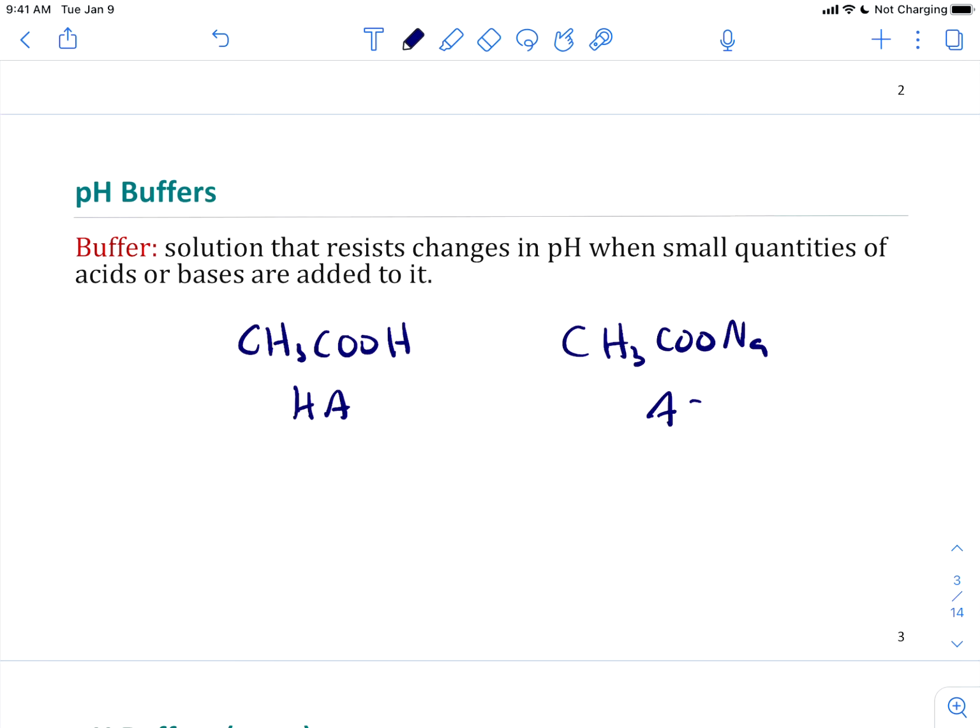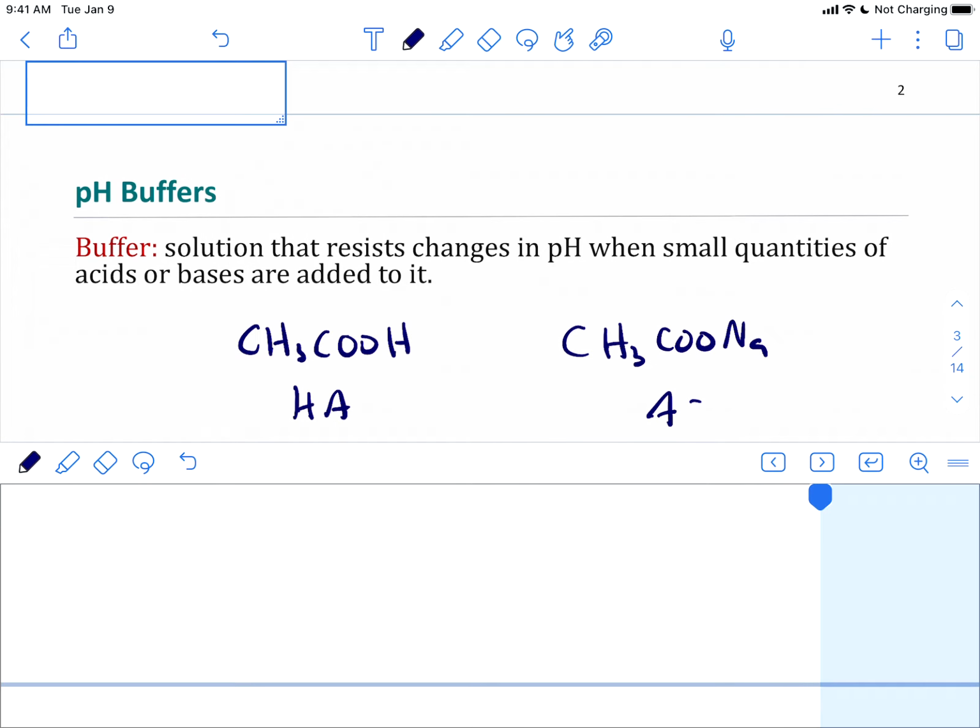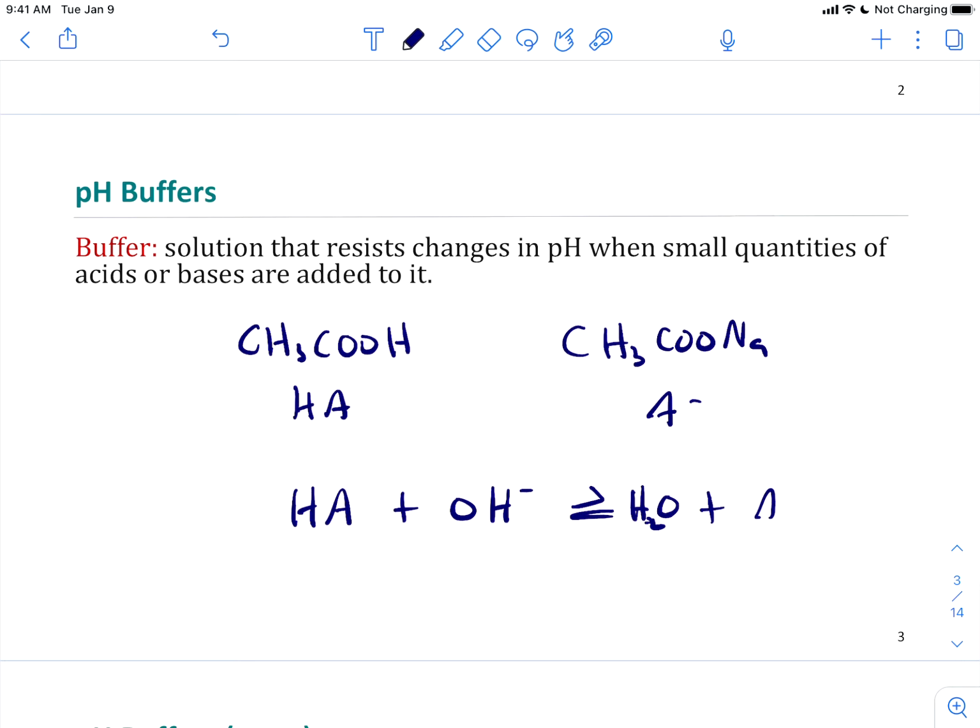Okay, so the idea here is if I have this present in solution and base is added, well, I can neutralize the base by forming H2O plus A negative. And if I have A negative present, I can neutralize any acid that's added by forming HA and H2O. And you want a weak one because a strong one will simply dissociate and acidify your solution. So that's why it has to be weak.